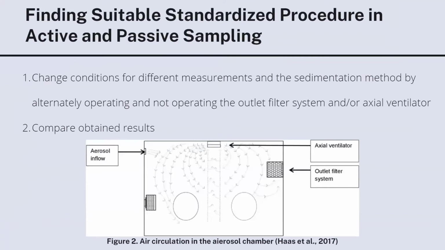To find a suitable standardized procedure in active and passive sampling, a series of preliminary experiments was conducted. First, the conditions for the different measurements with the MAS-100 NT and the sedimentation method inside the aerosol chamber were changed by alternately operating and not operating the outlet filter system and/or the HEPA ventilator. Afterwards, the obtained results were compared. Figure 2 shows a diagram of the air circulation inside the aerosol chamber.